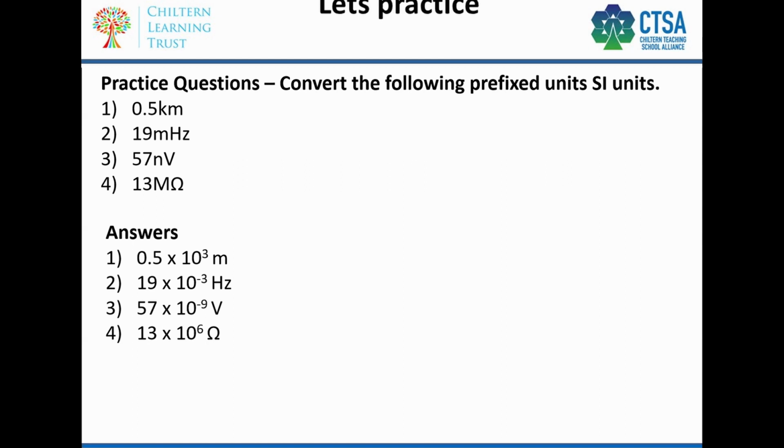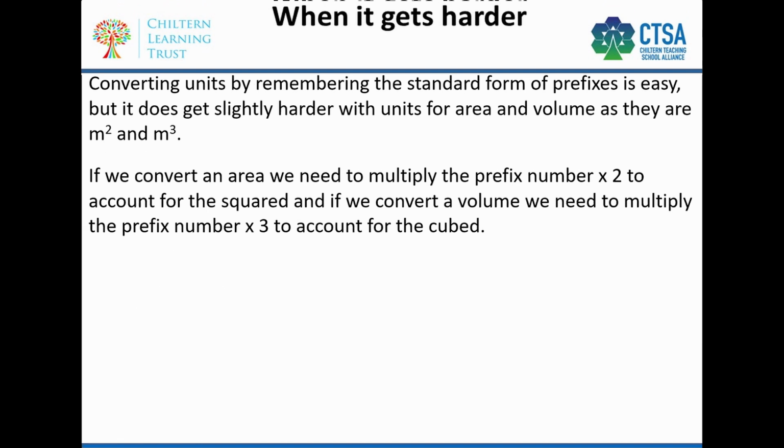So we can also talk about this when it gets a little harder, because converting units with standard form prefixes is relatively easy once we've remembered that table, but it does get harder with area and volume, as they are squared and cubed units. So what we need to do when we're converting an area is multiply the prefix number by 2, because that accounts for the squared. And if we're converting a volume, we need to multiply that prefix number by 3 to account for the cubed.